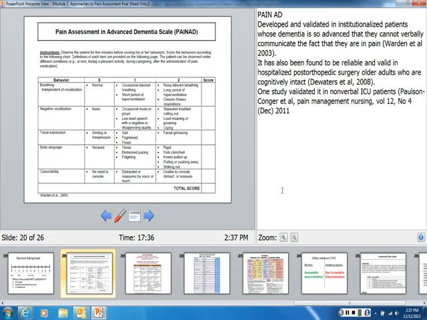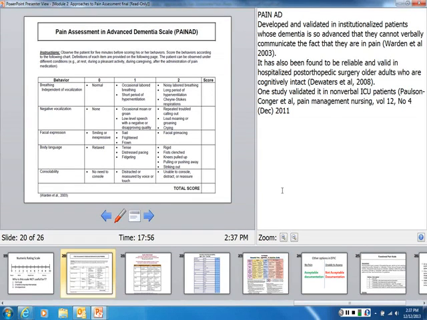Okay, in patients that are unable to respond, the Pain AD scale is the tool that we use in EPIC. Initially, this scale was developed and validated in institutionalized patients whose dementia was so advanced that they cannot verbally communicate the fact that they're in pain.